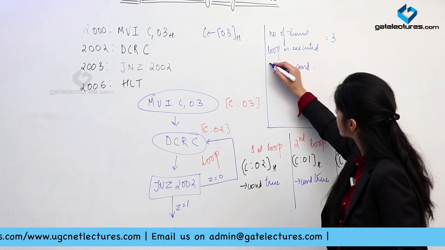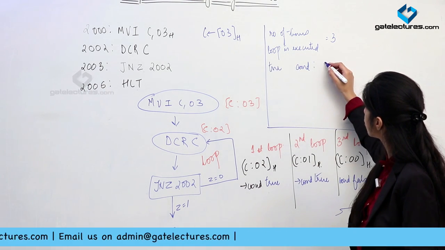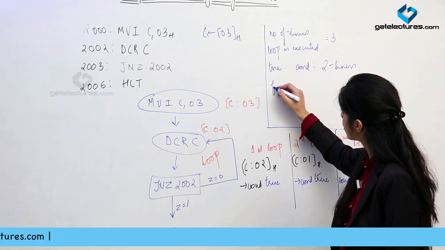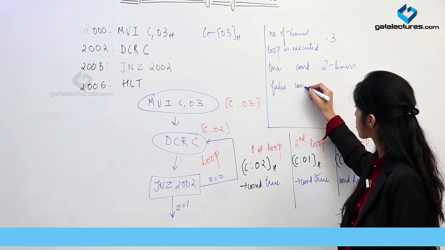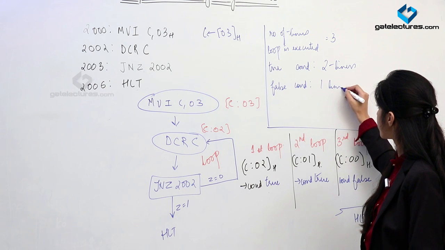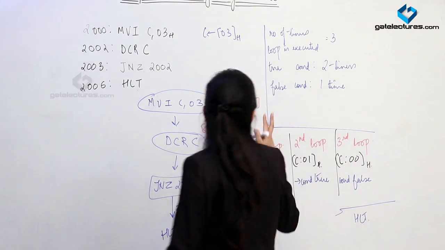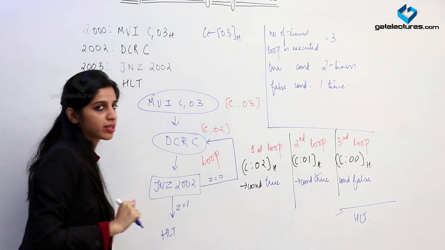So for the true condition, we executed the loop 2 times. And 1 time we executed the loop for the false condition. False condition we executed 1 time. Total 3 times the loop was being executed, 2 for the true condition and 1 for the false condition.